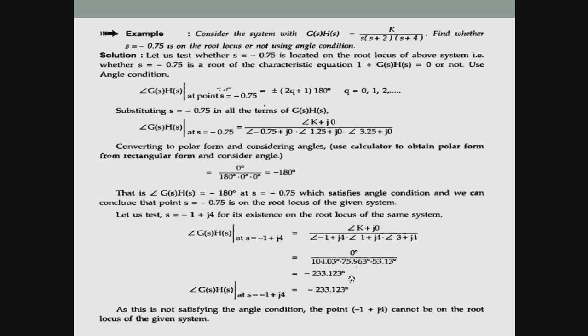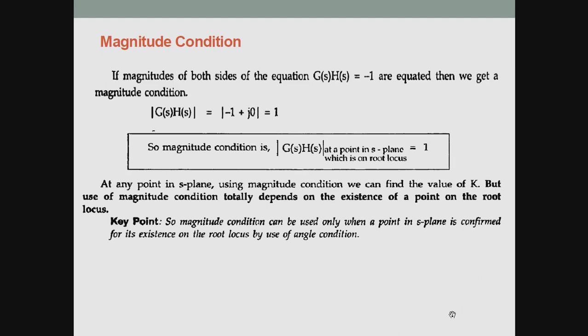Now if you take these angles, you are getting some minus 233.123. So what is this angle? This is not at all an odd multiple of 180 degrees. Hence we can say that it is not satisfying the angle condition. The point minus 1 plus j4 cannot be on the root locus of the given system. So this is what we can say, whether a point is on the root locus or not.